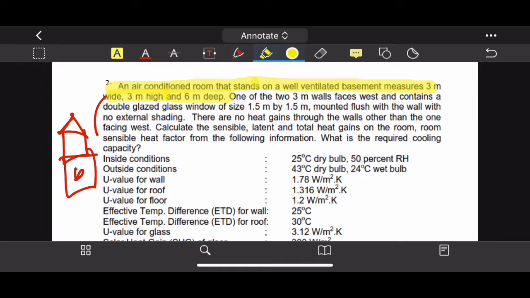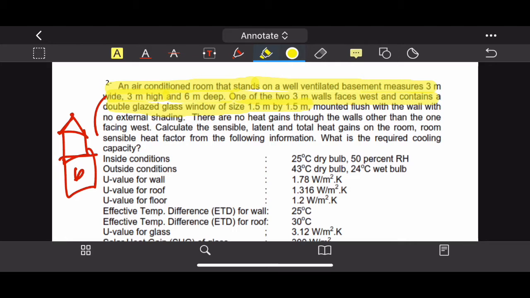Okay, one of the 3 meter walls faces west and contains a double glazed window, size 1.5 meter by 1.5 meter. That means one of the 2 walls of 3 meters, so we have 3 meter wide, 3 meter high and 6 meter deep, right? One of the 2, so it means 2 walls of that 3 meter, because of course it has 2 walls which has 3 meter, the other one will be different a bit.